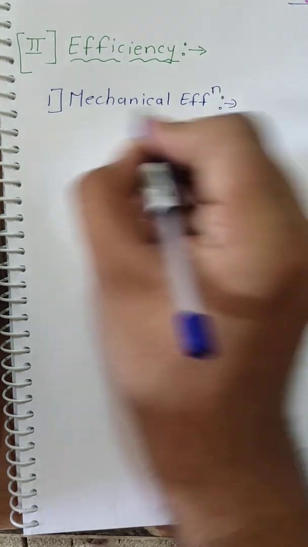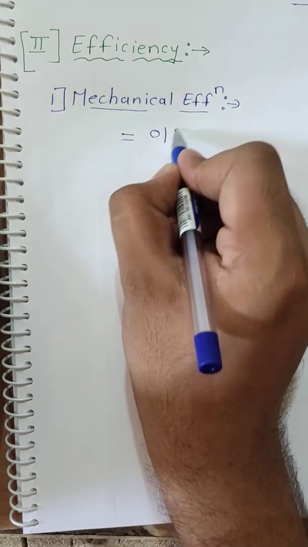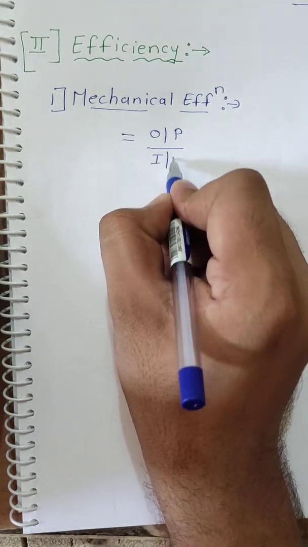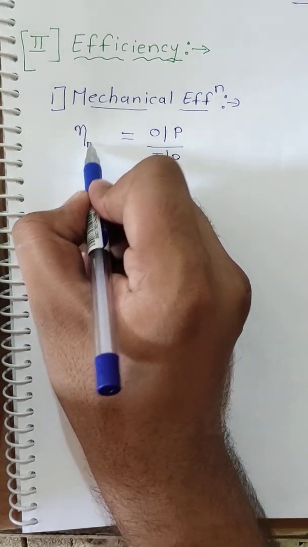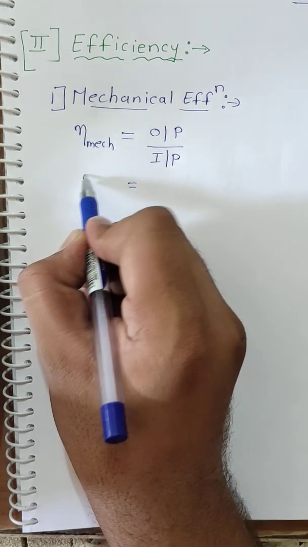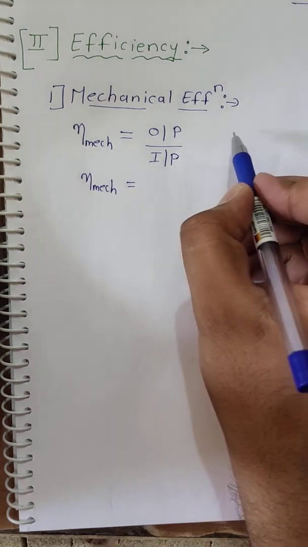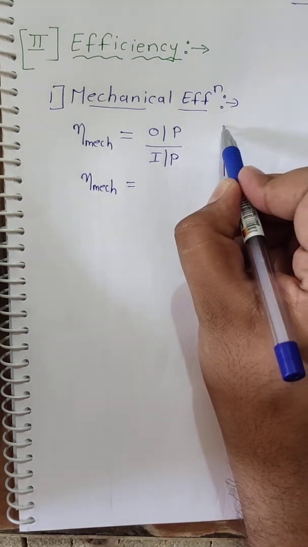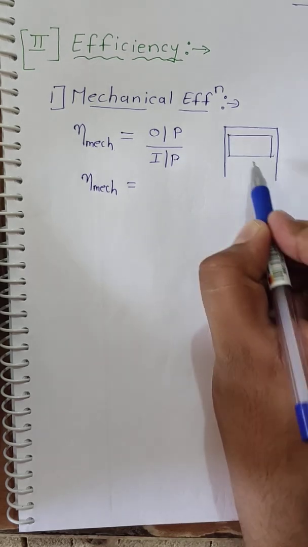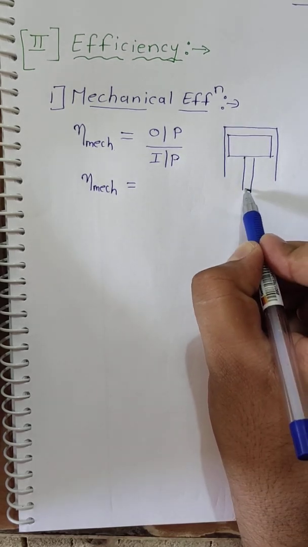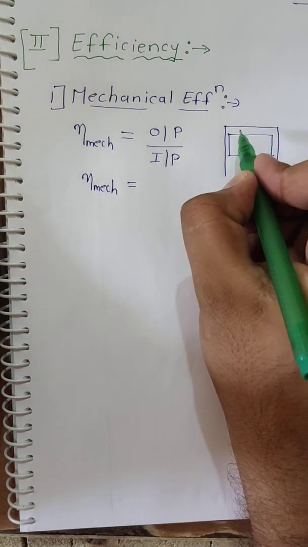Any efficiency will have the definition of what? Output upon input, right? So your mechanical efficiency is denoted by eta mech. So eta mech would be what? Output upon input. If I draw a cylinder, piston, which is connected to a connecting rod and crankshaft, tell me which power is going to develop here?